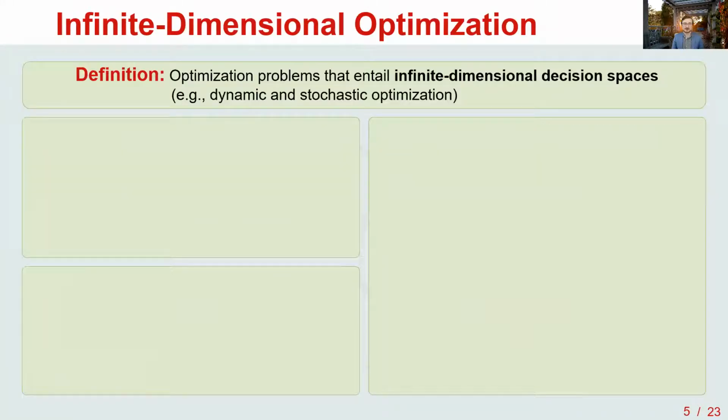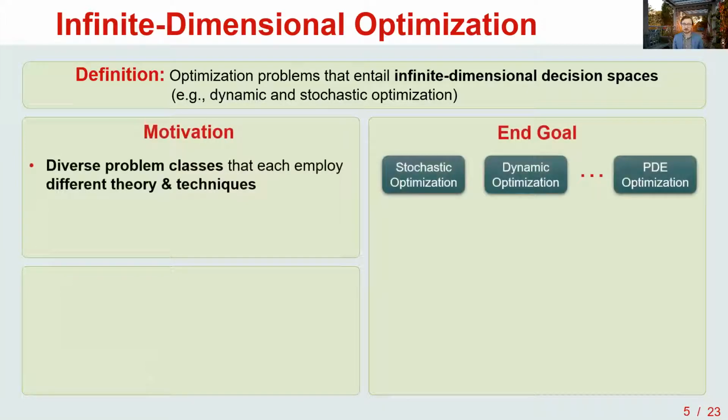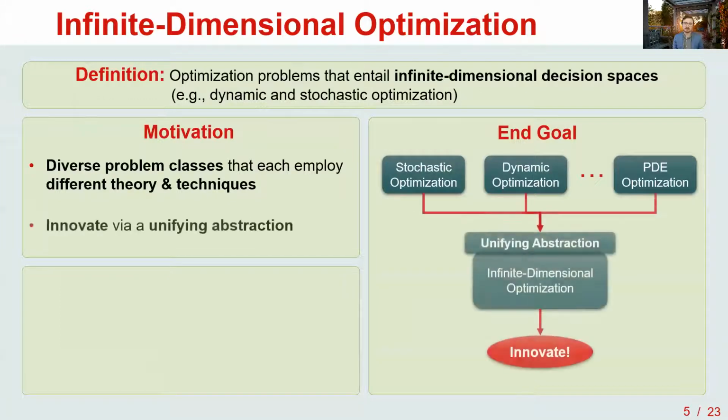So first we have infinite dimensional problems, which are problems that involve an infinite set of decisions that need to be made. And this encompasses a wide range of problems and fields we might encounter, such as stochastic and dynamic optimization, which each employ diverse theories and techniques that are very useful. And what we want to do is develop a unifying abstraction to commonly express all of these, bridge the gaps between them such that we can apply this theory across the board to the other fields such that we can innovate.